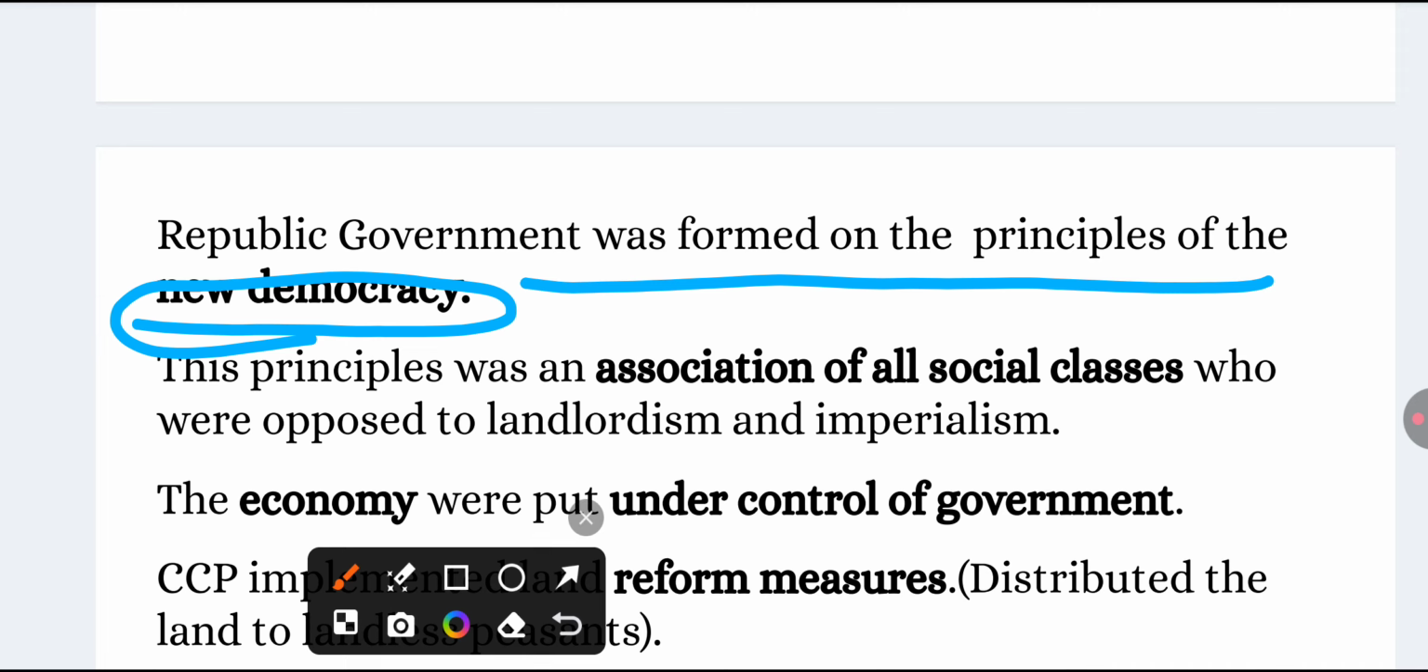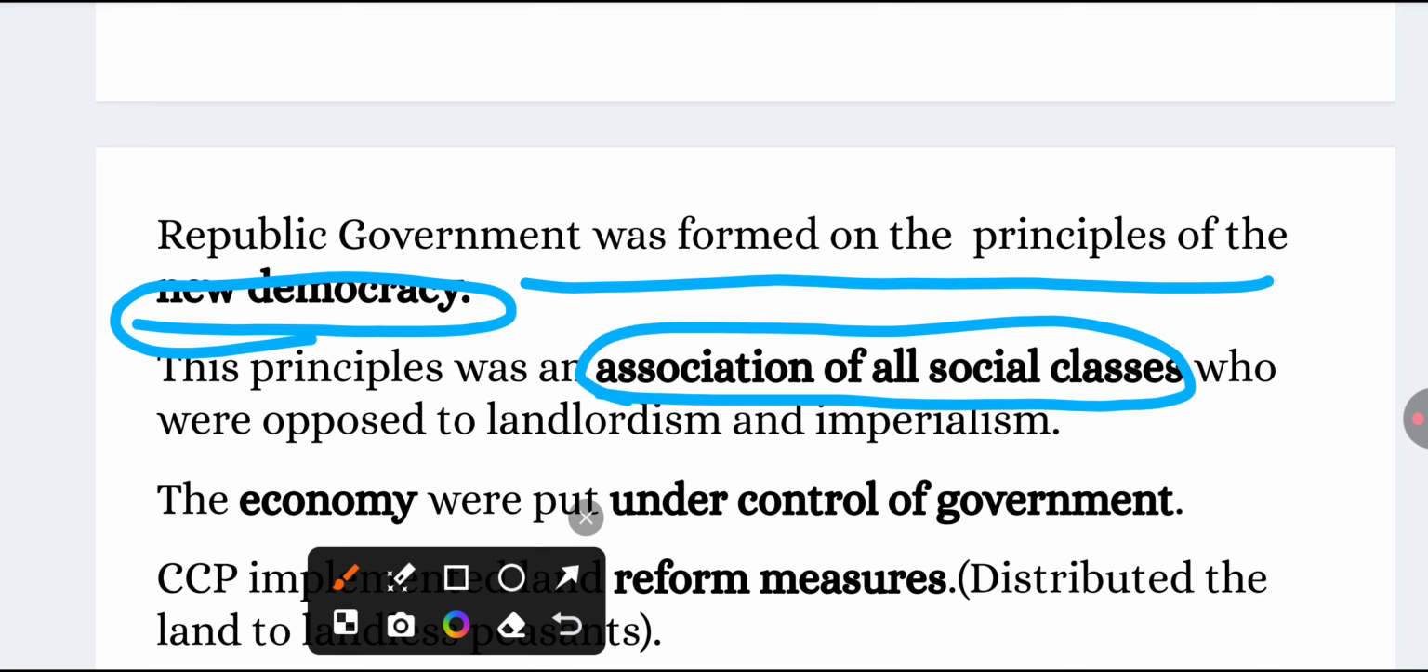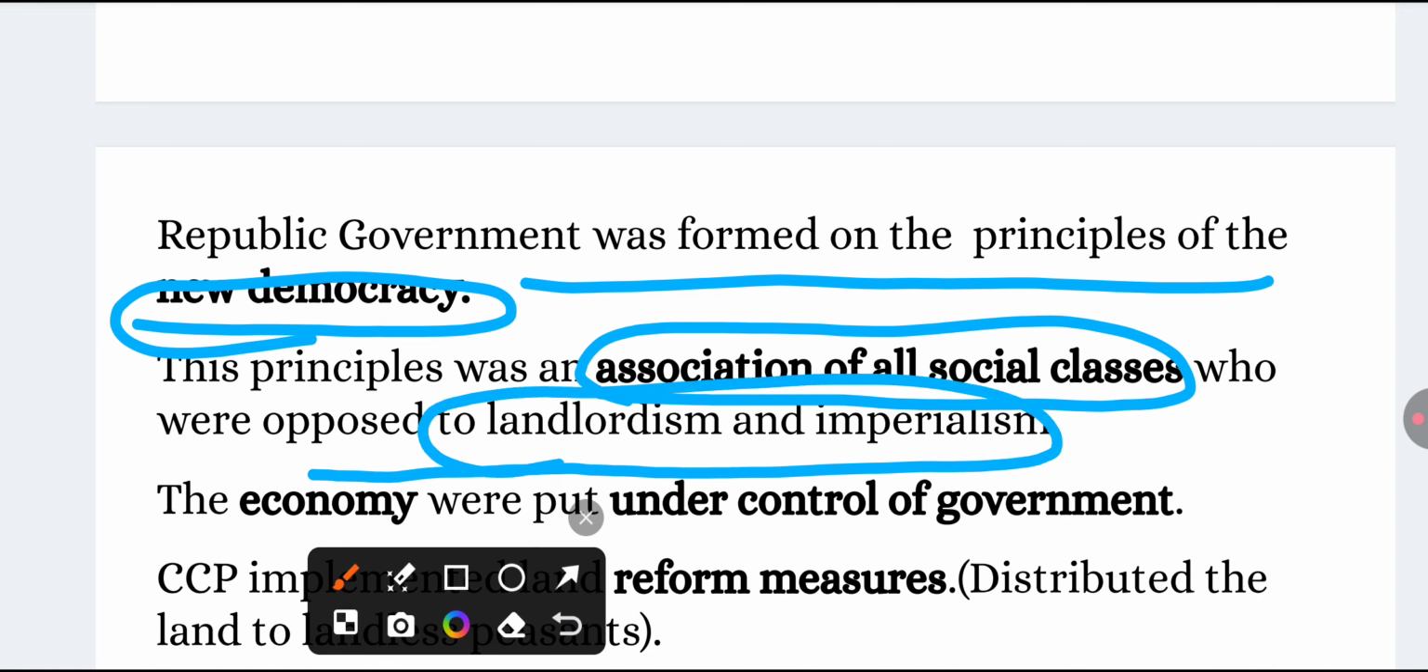What are the new democracy principles? The principles are the association of all social classes who are opposed to landlordism and imperialism. The economy was put under the control of the government. The main part of the economy is kept under government control.